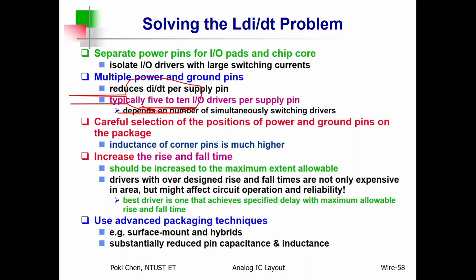As I mentioned, don't power all of them with the same VDD or ground. It doesn't make any sense. Typically 5 to 10 I/O drivers per supply pin will be good enough. And you need a lot of pins for such I/O drivers, not only that, but also for the VDD and the ground. Totally, for Intel CPUs, to my memory, maybe around 40 to 50% of the I/O pins are for VDD and ground.